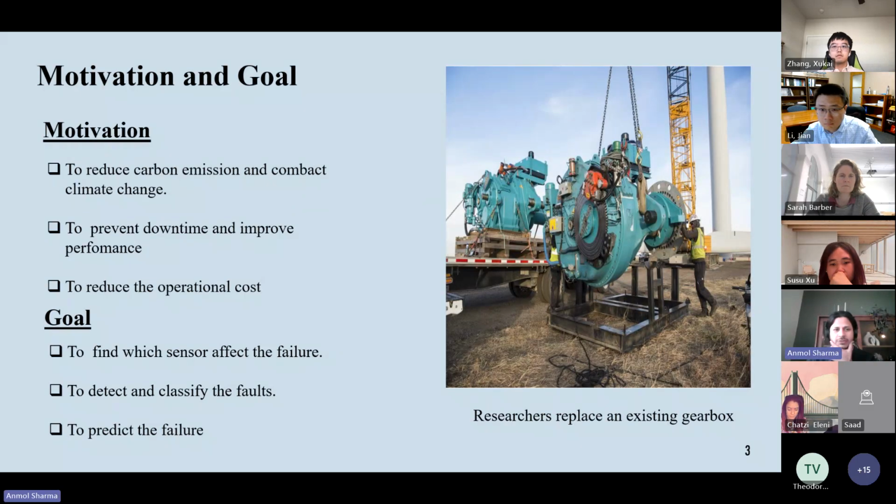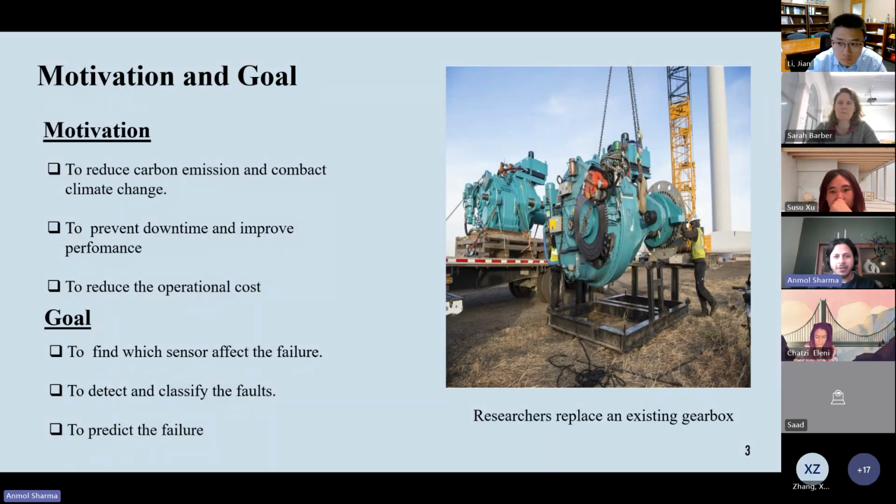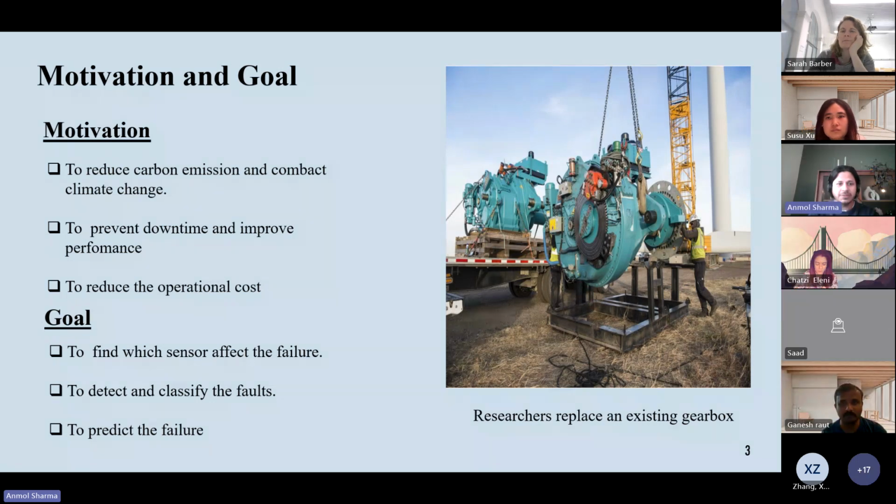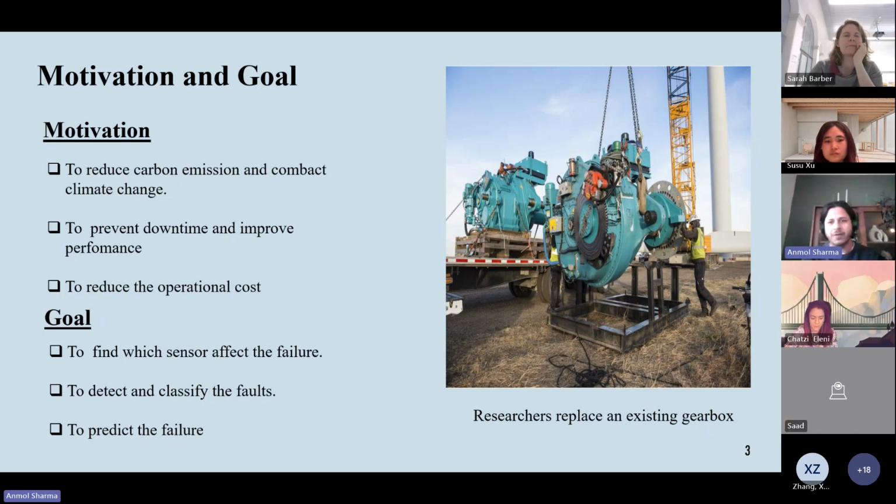So starting with the motivations, my motivation to participate in this challenge was that somehow I can help to reduce the carbon emissions and climate change, or to prevent the downtime and improve the wind turbine performance, and also to reduce the operational cost. Because with the help of AI, we can predict and prevent the failure. The goal of this challenge was first to figure out which sensors affect the failure, to detect and classify the type of fault, and the last one to predict the failure before it happens.